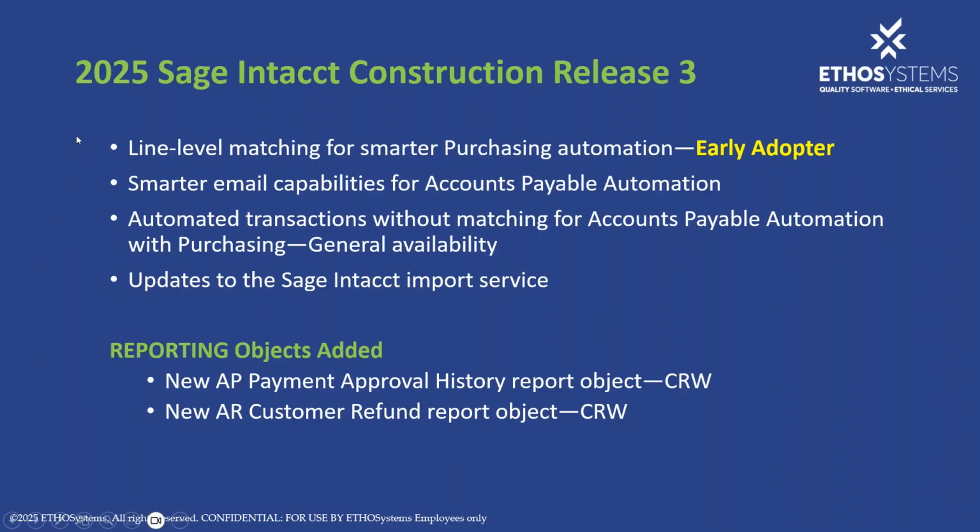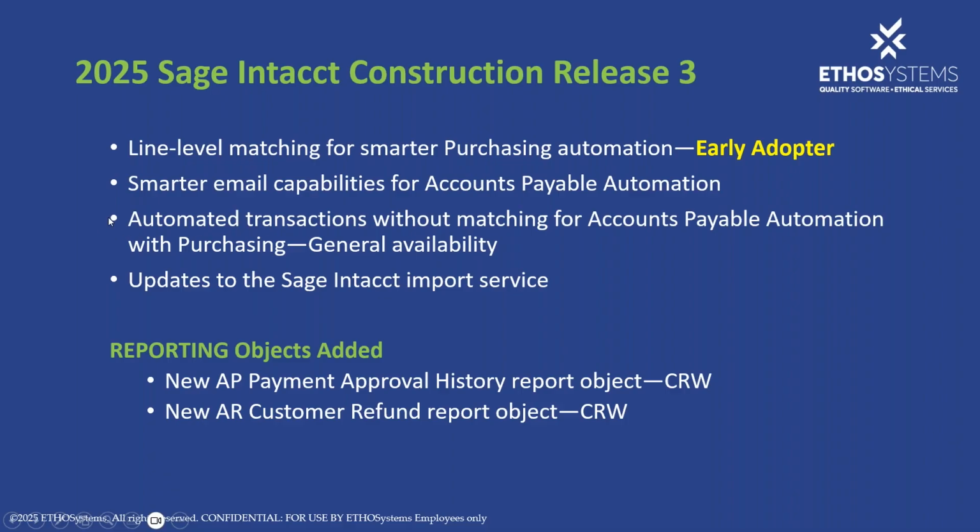So line level matching for smarter purchasing automation. This is in an early adopter, right? So you would require that you sign up and be approved from Sage to be an early adopter. And then again, that expectation of giving us feedback: what works, what doesn't work, did you find a bug? But this is for anybody using these AP to PO automation that's available now, right? It is now available on general availability.